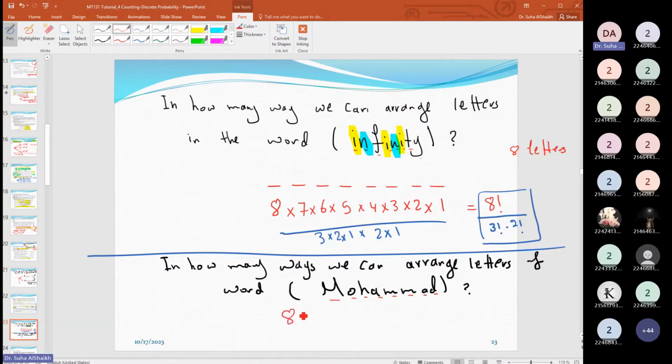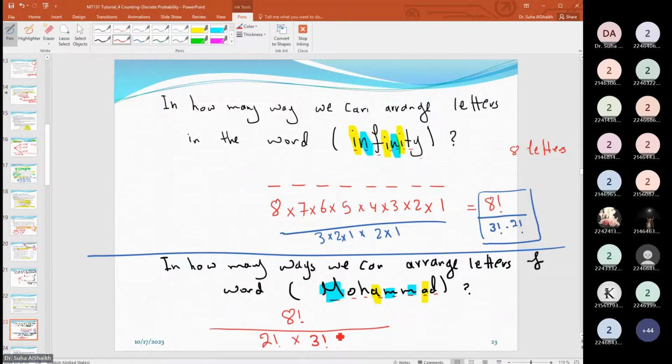So I'm talking about factorial 8, right? And the letter A, for example, is repeated how many times? Twice. So I'm going to divide by factorial 2. And the M, how many times is it repeated? It's repeated 3 times. So I'm going to divide also by factorial 3, and this will be the result. Of course factorial 8, factorial 2, and factorial 3 are numbers that we can find using your calculator. Okay? So make sure you know how to use your calculator to find this answer.